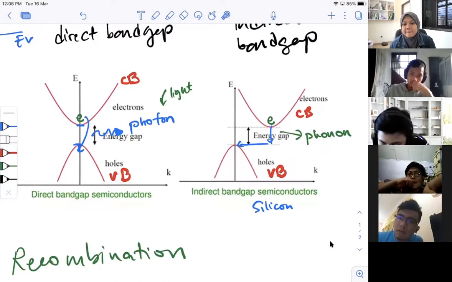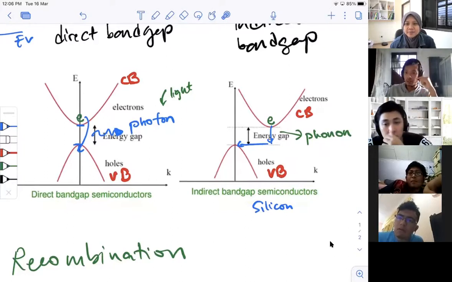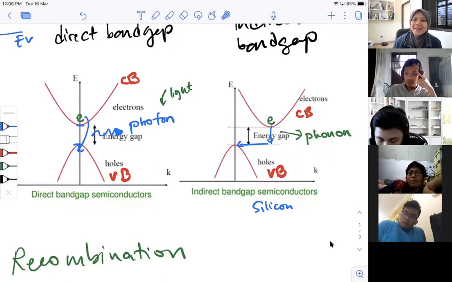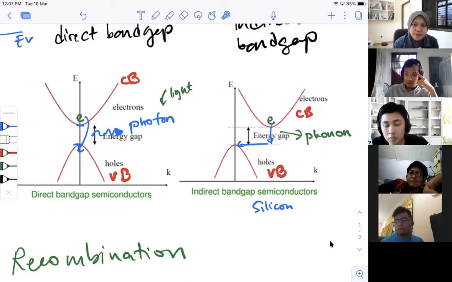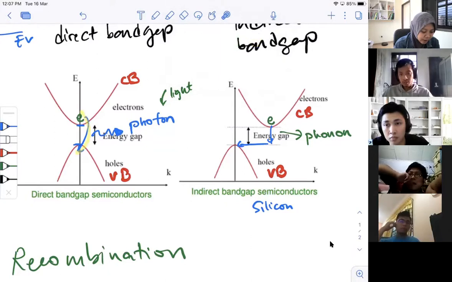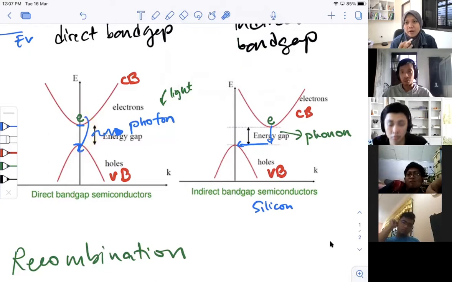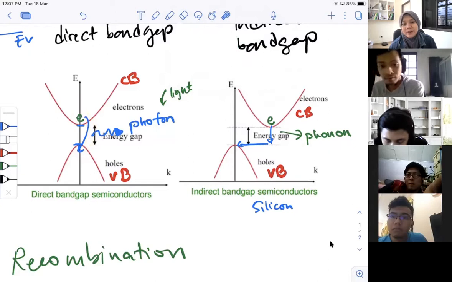Wait, what about holes then? Does it also go through recombination and generation? Good question. Yes, it does. But normally we talk about the electron because the hole is just the opposite. When we say recombination, it means that the electron recombines here, whereby actually the free holes will go there. It's in pairs. So both happen at the same time. Yeah, but we don't normally talk about it. We just talk about the electron, which is unfair.